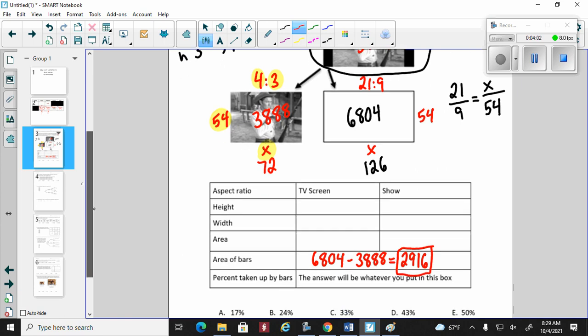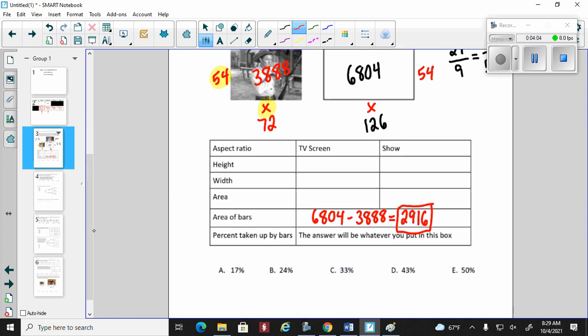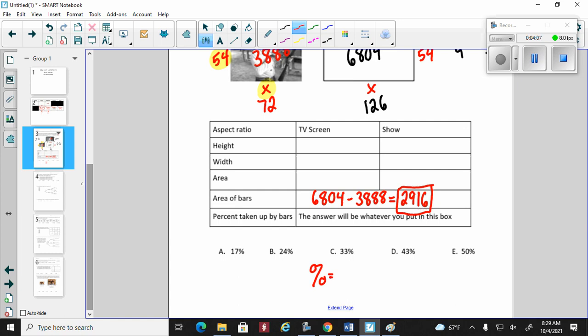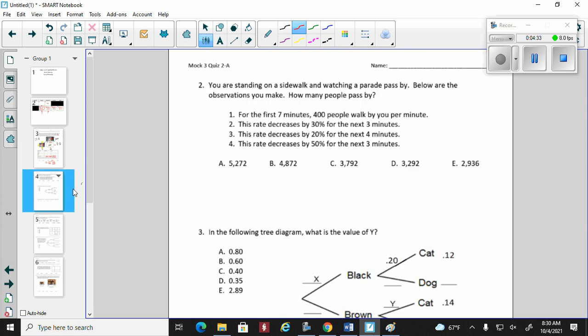It says, what is the percent? To find the percent, remember, it is what you want over the total. What I want is the black bars, which is 2,916, over the total, which is 6,804. You do the math, and the answer is D, 43. All right. Question number 2, we'll speed up a little bit. I should have already given you the answer. The answer is B.